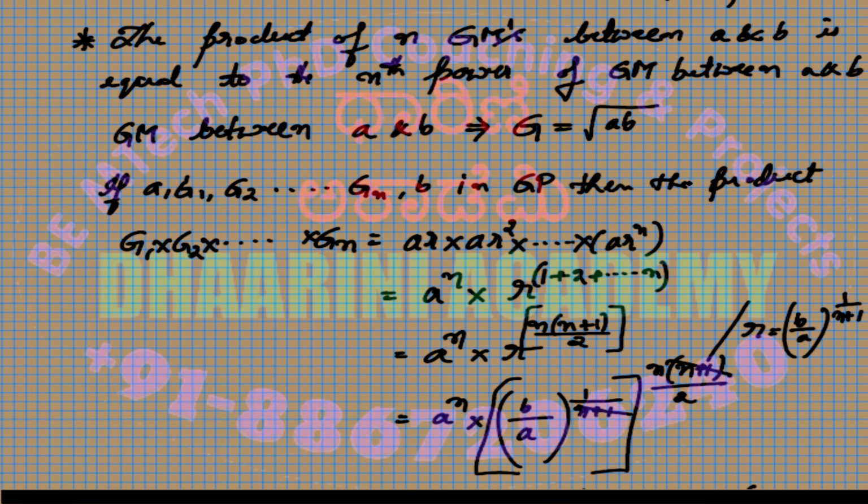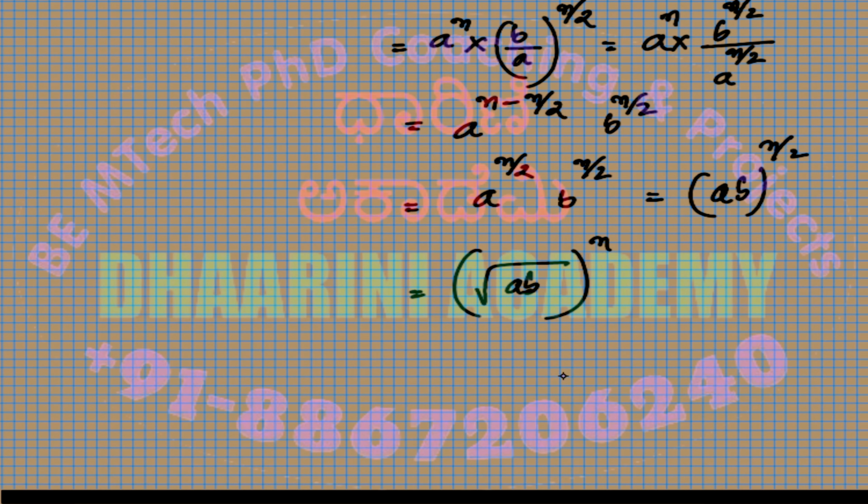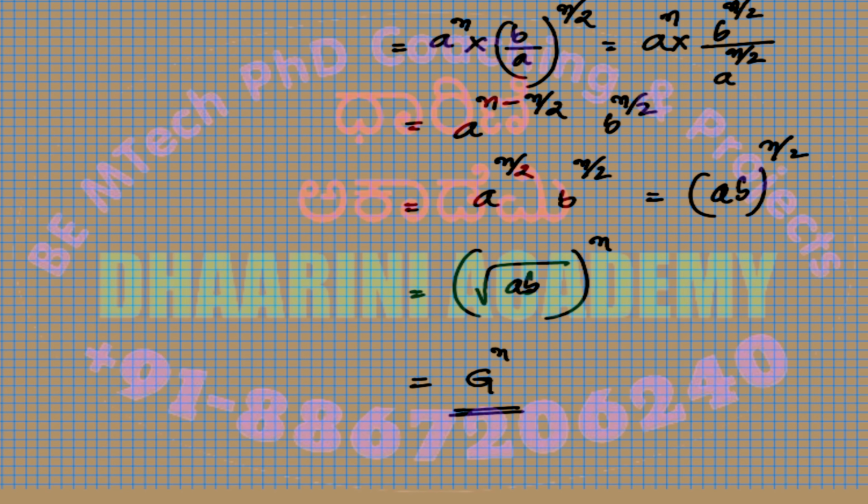Okay, so at the beginning you can see that root ab is nothing but the actual geometric mean that exists between a and b. So I can rewrite this as g to the power n. So the statement says that if you take a product of n geometric means between a and b, it has to be equal to the nth power of the geometric mean between a and b. Right? So that's the proof.